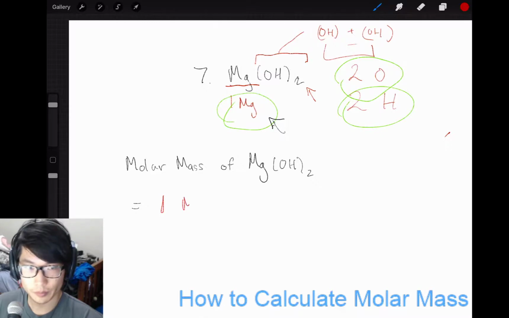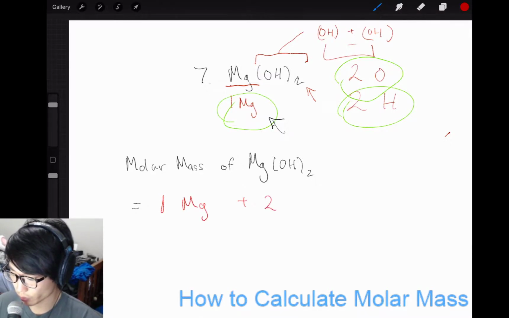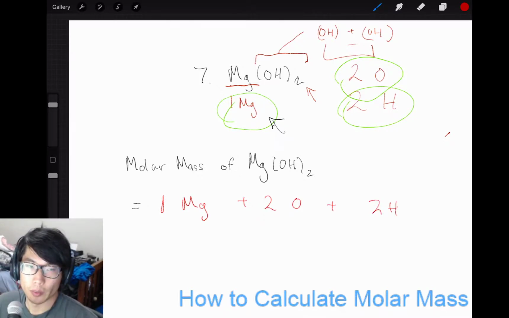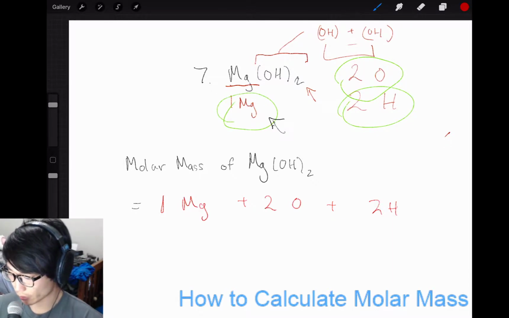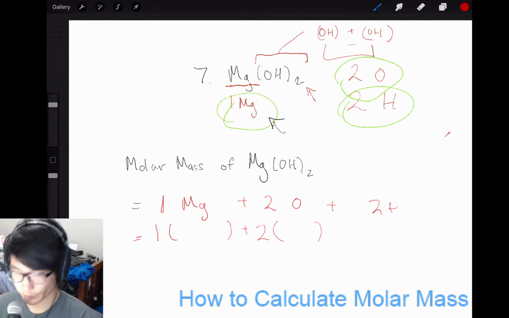One magnesium plus 2 O's plus 2 H's. Now we have to refer to a periodic table. But first I'm going to fill this in so we can get used to it. So it's going to be 1 times whatever magnesium is, plus 2 times whatever oxygen is, plus 2 times whatever H is.